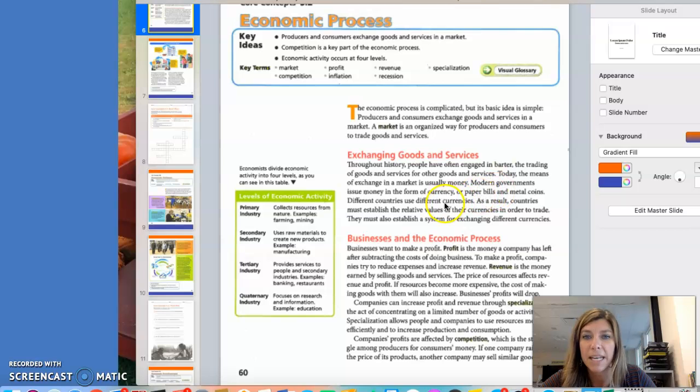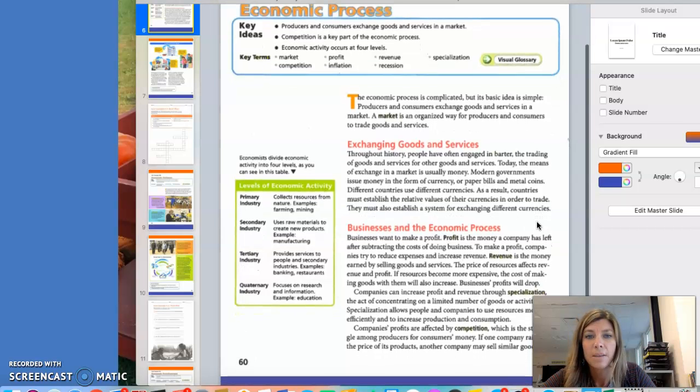Modern governments issue money in the form of currency or paper bills and metal coins. Different countries use different currencies. As a result, countries must establish the relative value of their currencies in order to trade. They must also establish a system for exchanging different currencies. Businesses and the economic process.